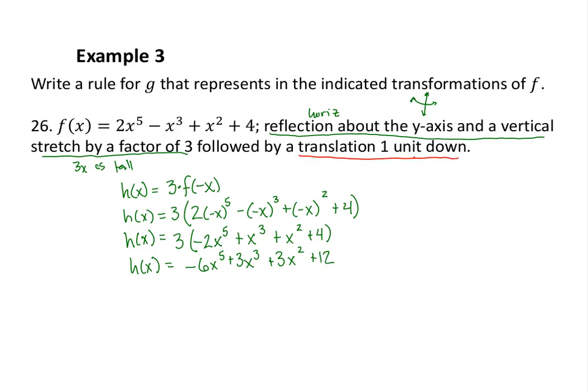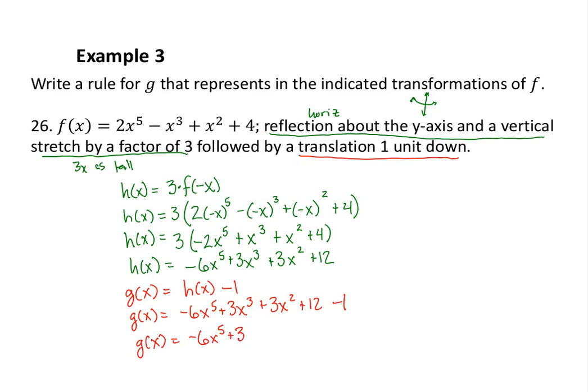And then lastly, we have a very simple 1 unit down to get to g, our final answer. That's our last task before us. So g of x is going to take the function h that we just had and subtract 1 after to lower it down 1 unit. So that means g of x is going to equal negative 6x to the 5th plus 3x to the 3rd plus 3x squared plus 12, and then we subtract 1 at the very end. G of x, let's combine those like terms at the end. It's now just plus 11.